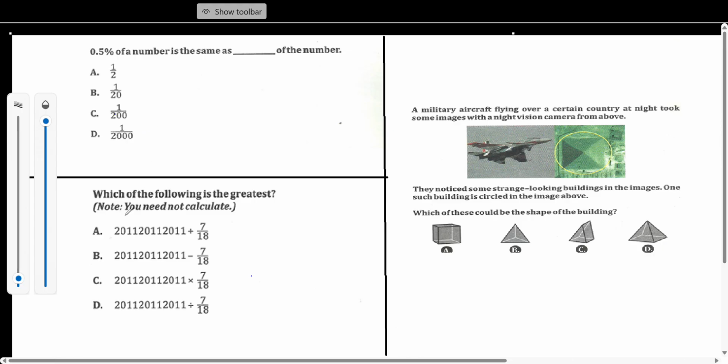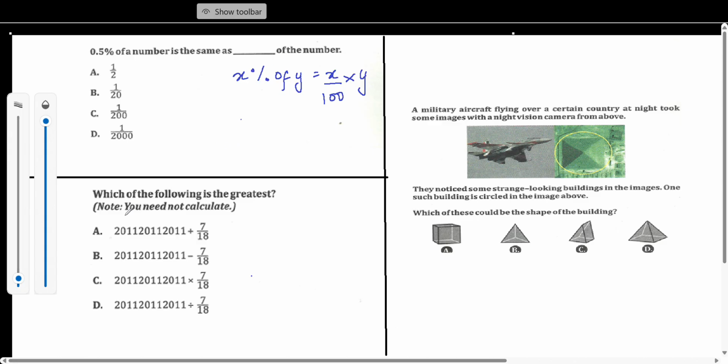So if you look at the top left question here, 0.5% of a number is same as dash of the number. So first, x% of y translates to x by 100. Percent is for every 100. So x by 100 of, in mathematics, translates to a multiplication in terms of the operator. So it is nothing but xy by 100. So 0.5% of a number is same as dash of the number.